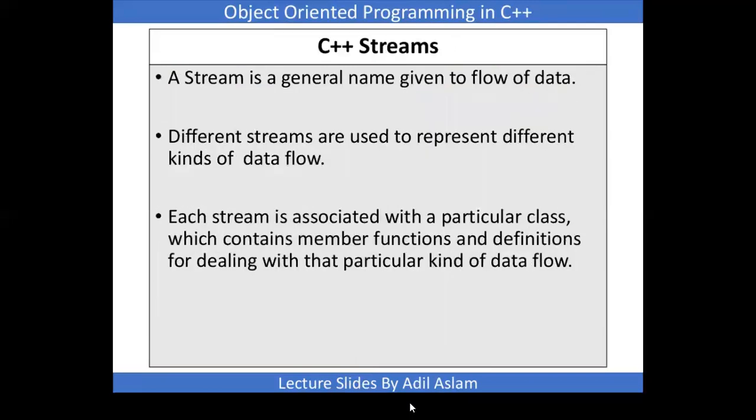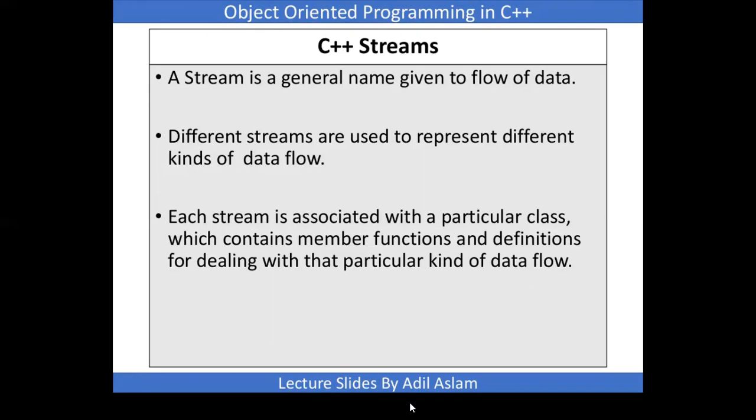Here is the concept of C++ streams. What are streams? A stream is the general name given to a flow of data. Meaning that when data is inputted or outputted in C++, it is captured or handled with streams. Different streams are used to represent different kinds of data flow. Each stream is associated with a particular class.